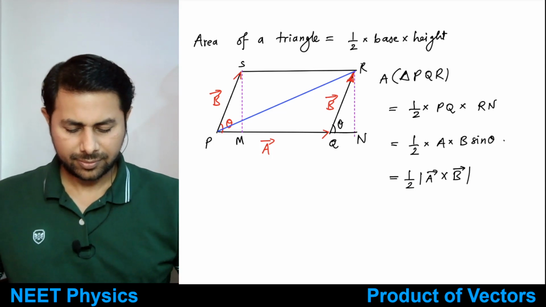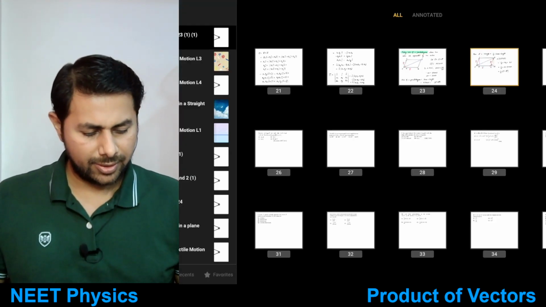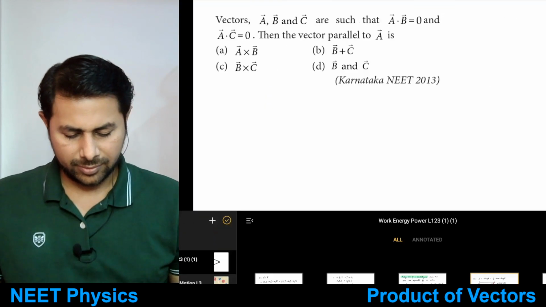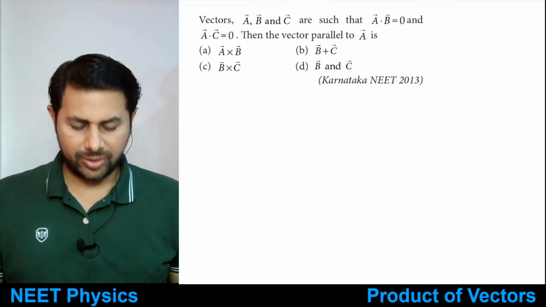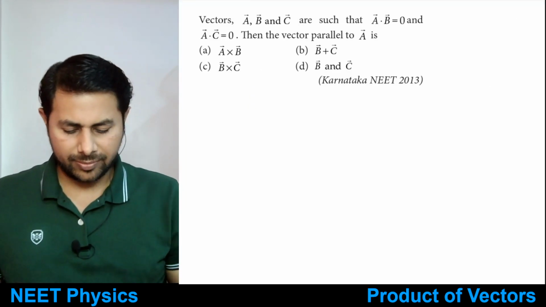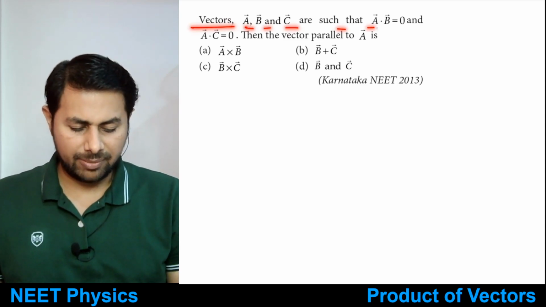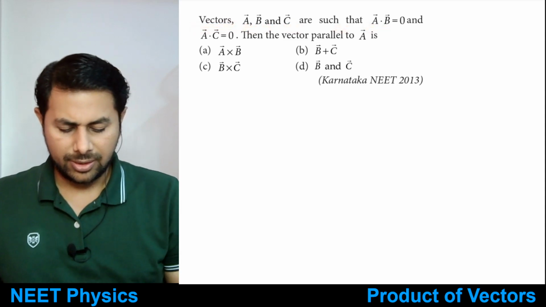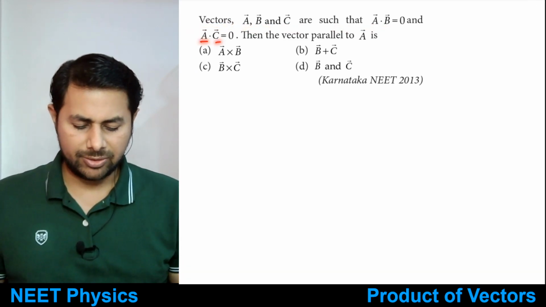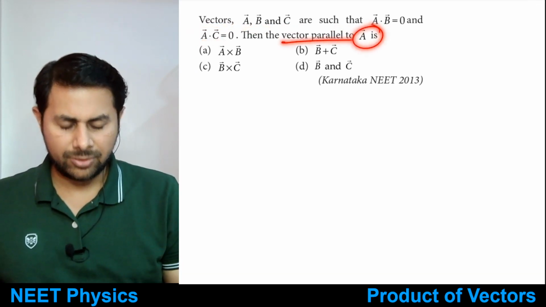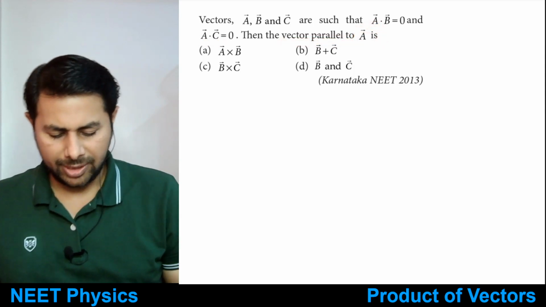All right, then let us see some problems based upon vector product. Vectors a bar, b bar and c bar are such that a bar dot b bar is equal to 0 and a bar dot c bar is equal to 0. Then a vector parallel to a bar is, tell me.